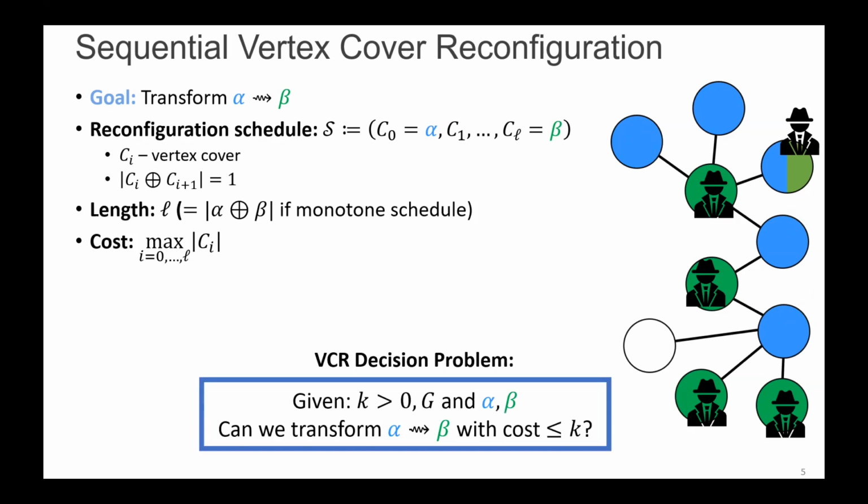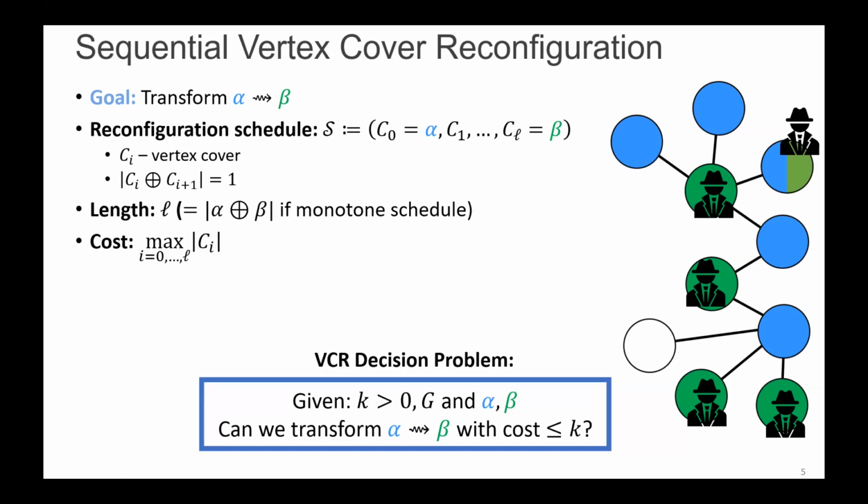The length of such a reconfiguration schedule is one of the parameters of interest, but throughout this talk, we will only consider so-called monotone schedules, where you can only change each vertex once. So it can only leave the vertex cover once or join the vertex cover once. And if you then look at sequential vertex cover reconfiguration, the length is always just the symmetric difference of the initial and the final vertex cover.